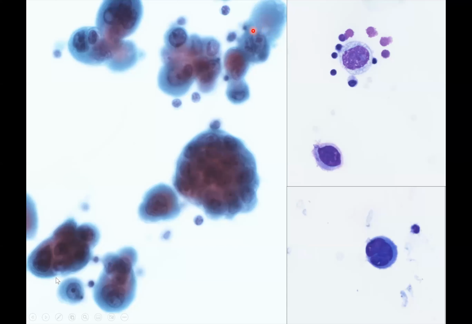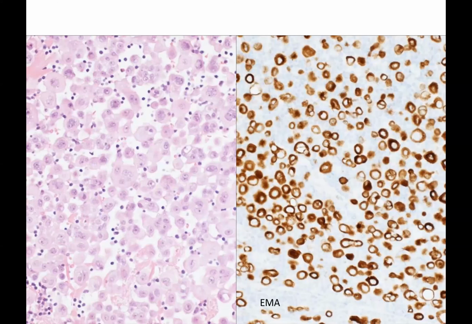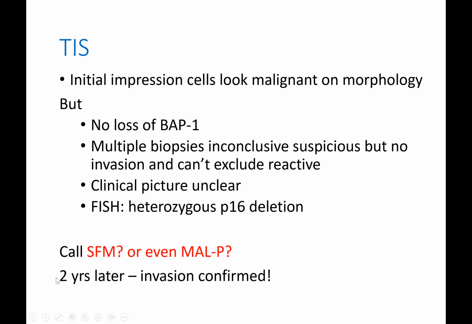At higher power, the cells have really nasty, malignant-looking nuclei with prominent nucleoli and a high nuclear to cytoplasmic ratio, but it's impossible really to be sure if these are mesothelial or epithelial. However, a cell block on which you could do immunocytochemistry showed strong positivity with the EMA and also with other mesothelial markers.